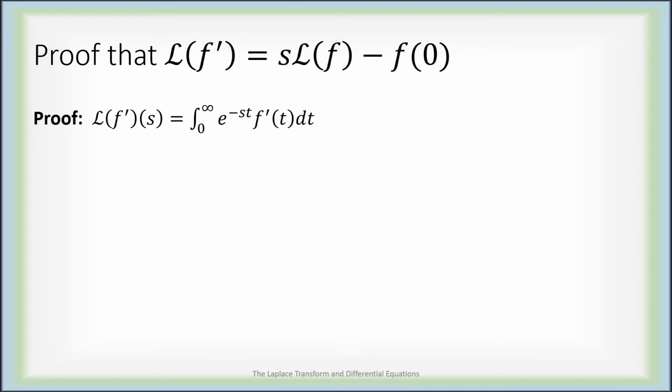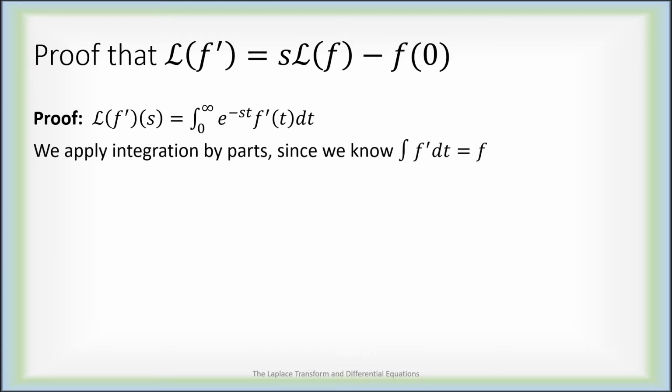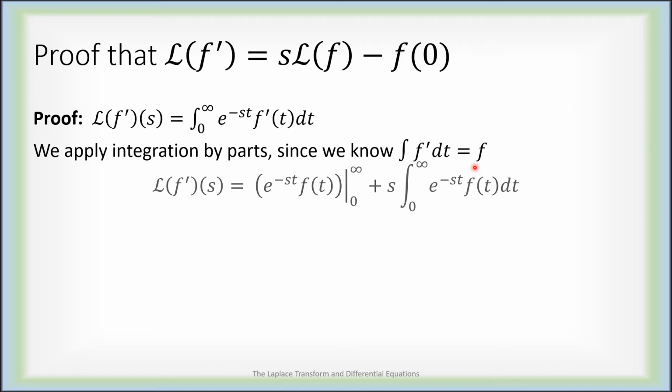First, let's just start with the definition of the Laplace transform of f prime. It's the improper integral from 0 to infinity of e to the minus st times f prime of t dt, because we're computing the Laplace transform of f prime. We're going to apply integration by parts. We already know how to integrate f prime. Integrating f prime would just be f.